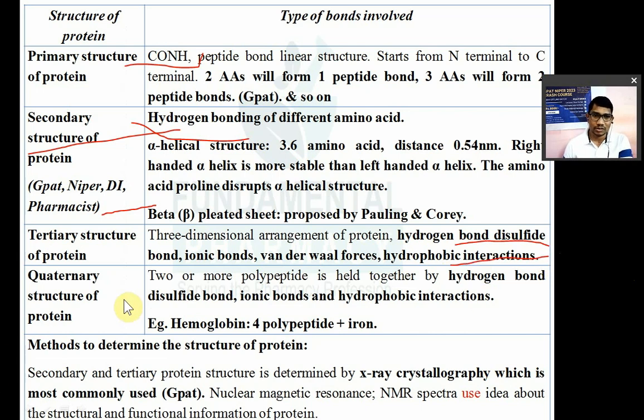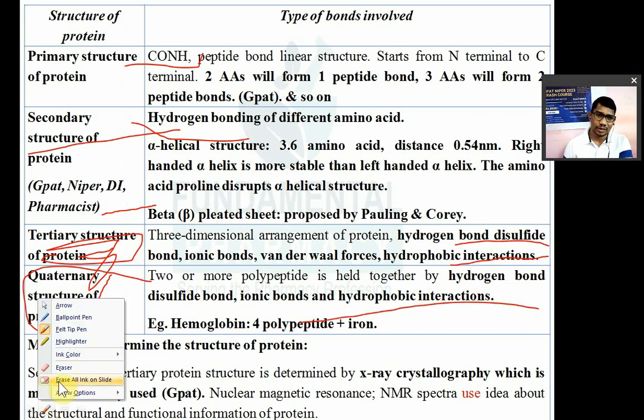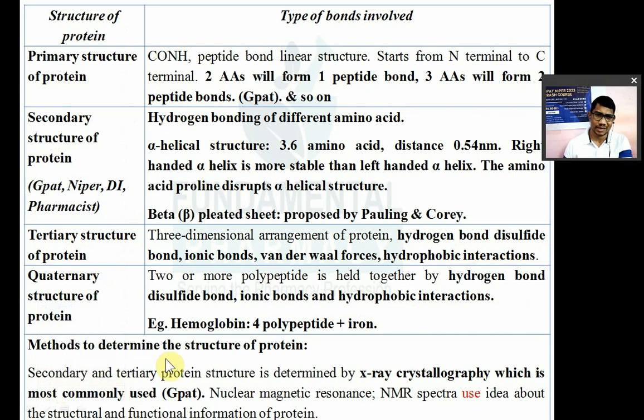Now what is the quaternary structure? In the tertiary structure there is a three-dimensional arrangement, so the protein molecule will be twisting and turning. In the quaternary structure, two or more polypeptide chains are held together by hydrogen bonds, disulfide bonds, ionic bonds and hydrophobic interactions. These are nothing but the levels of protein structure: primary, secondary, tertiary.